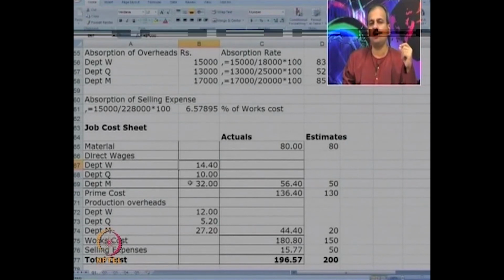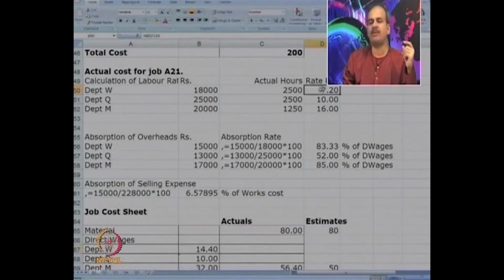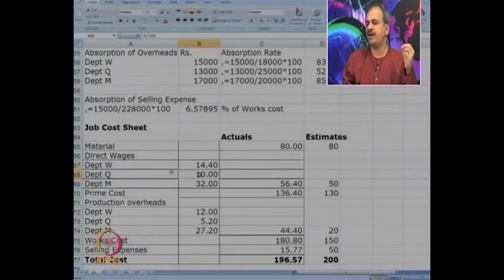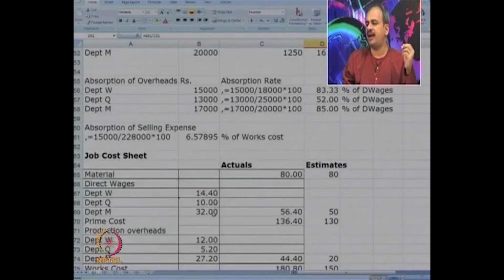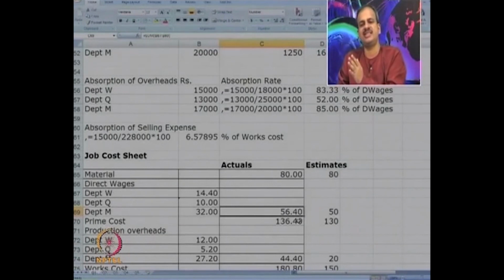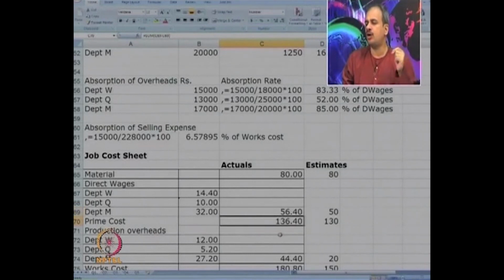Number of hours are known to us, that is 2, 1 and 2. Now this 2 multiplied by 7.2, which is the actual wage rate, is calculated. Same way here it is 1 into 10 and 2 into 16. So we get a total of 56.40. So instead of the estimate of 50, the actual wages have gone up to 56.40. So prime cost comes to 136.40.